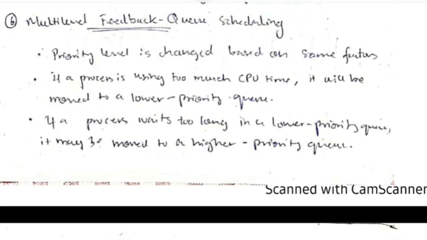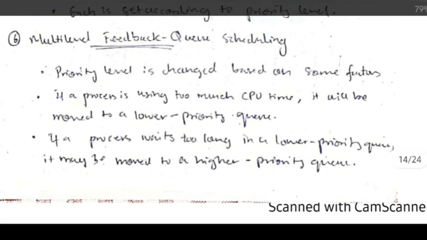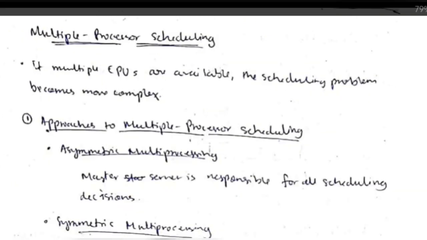Okay, and the last one is multi-level feedback queue scheduling. In this, the feedback is also taken, meaning if there is a process which is waiting for a long amount of time, its priority will be increased, or if there is a process which uses too much CPU time, at that time its priority will be decreased. So in that way, the multi-level queue will change its priorities according to the type of process.